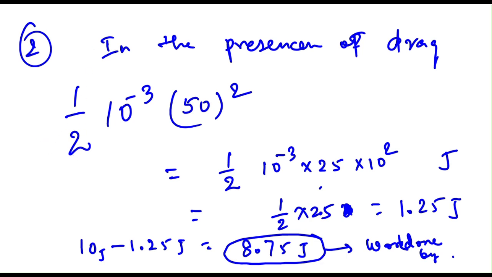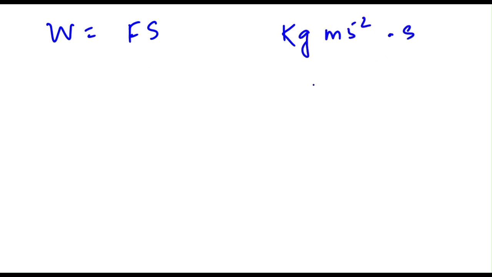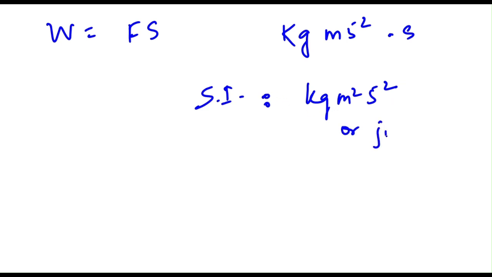Let's discuss a little more about units of work done, or work. We have a formal definition: work equals F into S in the simplest form. Force is kg meter per square second, and into S this will be kg meter square per square second. This is the SI unit of work done, and we write it as joule, capital J.